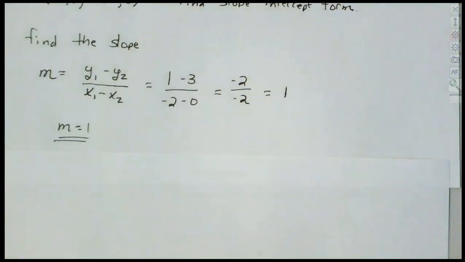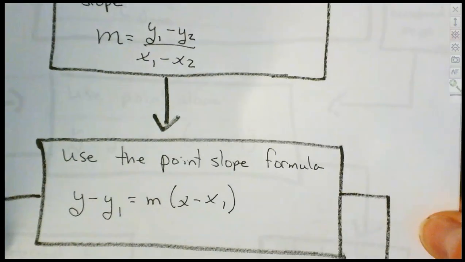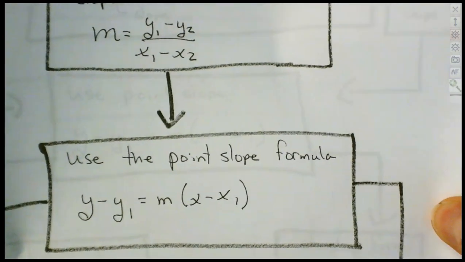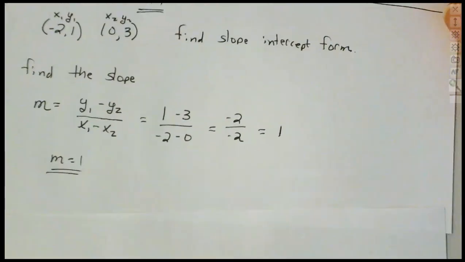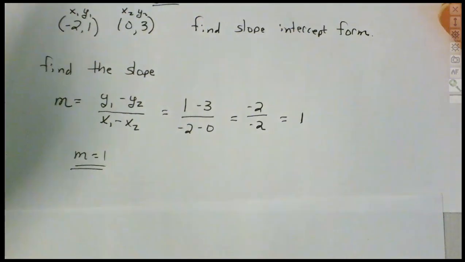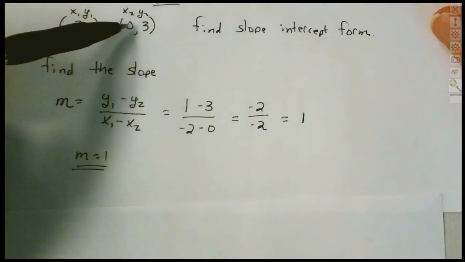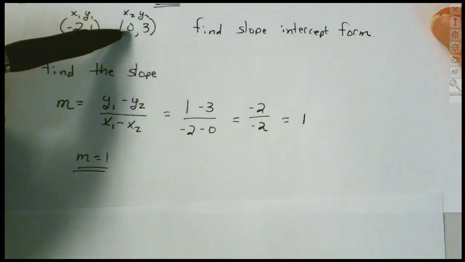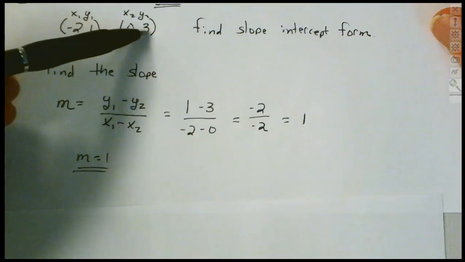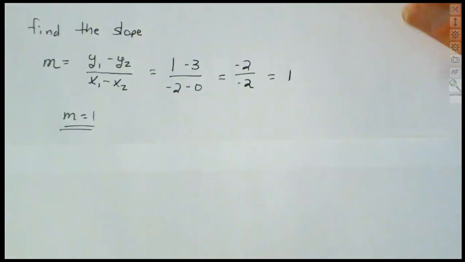And that's our next step, right? Use the point slope formula. Now you can use either point that you want. I'm going to use 0, 3. Why 0, 3? Because it's got the 0 in it, and I think that'll make it a little bit easier. So I'm going to use that 0, 3 with that slope of 1.